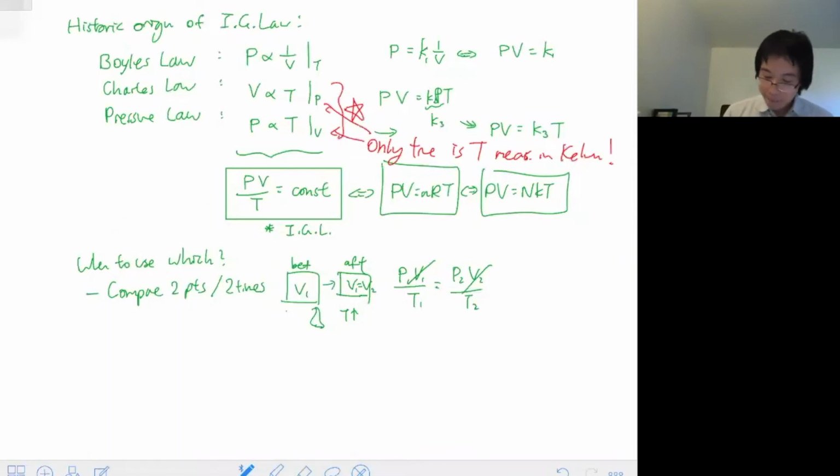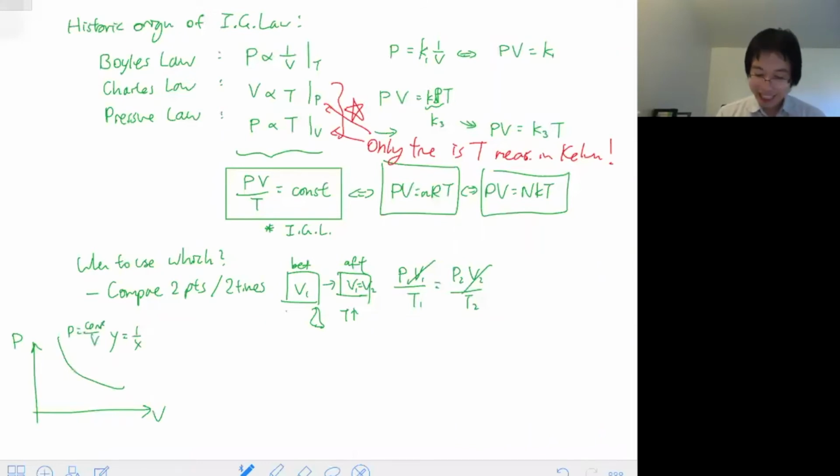Why? Because they did the experiment of this. So Boyle did the experiment, and he plotted a graph like this. On one side he put P, and on the other side he put V. Well, if you plot this, it doesn't really help, because if P is proportional to inverse V, you'll get something like this, because it's almost like Y equals 1 over X, right? P equals constant over V, right? So you can't really tell what this curve is.